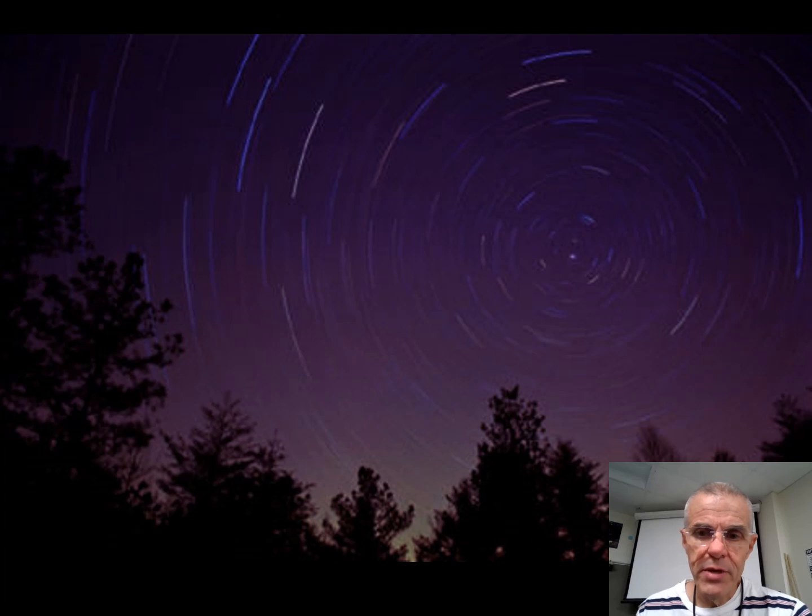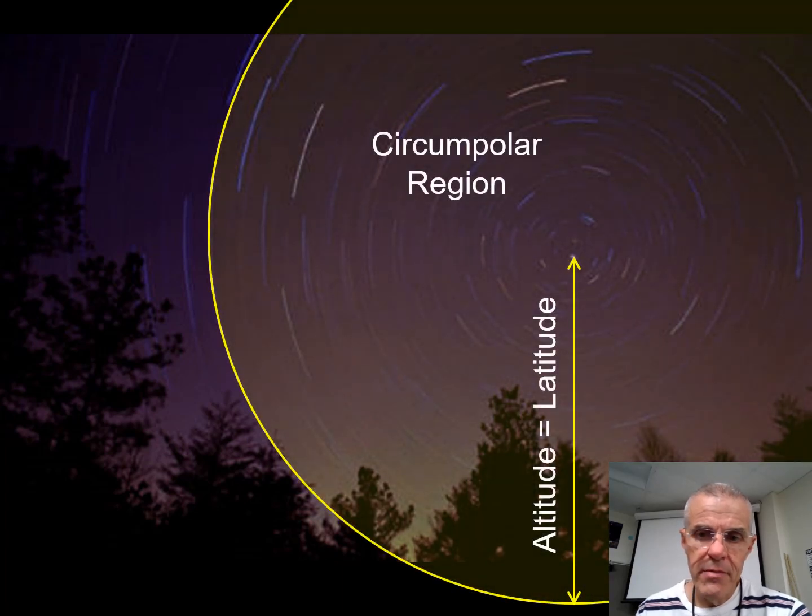Here's another similar picture, and this appears to be higher. This must have been made from a higher latitude because the celestial North Pole seems to be higher in the sky. This would be a bigger circumpolar region because more of the sky is staying above the observer's horizon in this location.